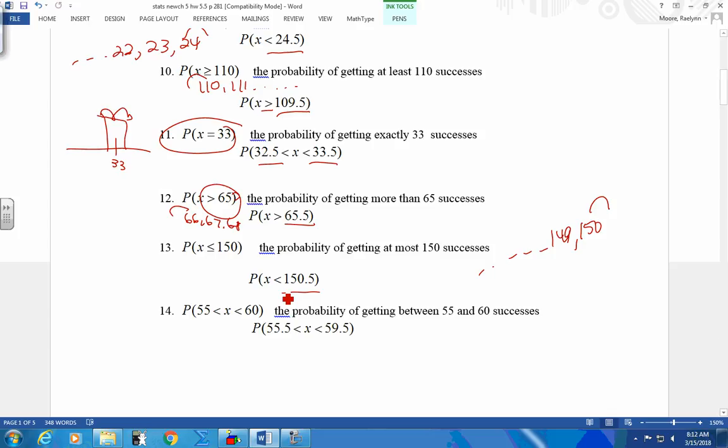Getting between, now these are tricky. If it just says between, then they're less than signs. If it says inclusive, then they're less than and equal signs. So be careful of how it's worded. So if it just says between, they're just less than signs. And drop the lower, raise the upper. Good? Can everybody do this?